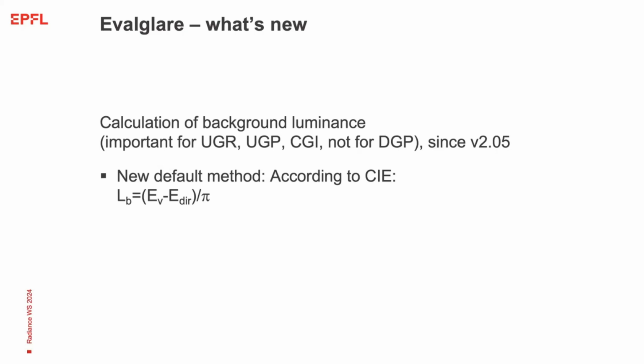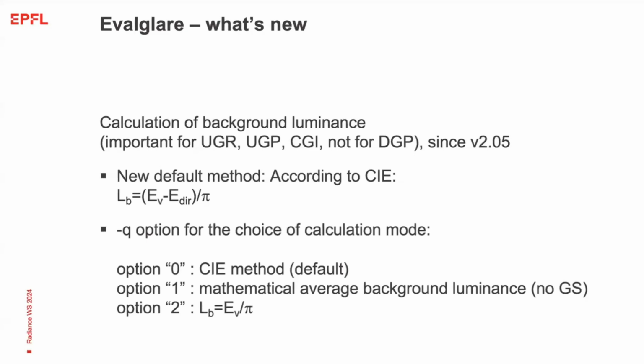Before, it was implemented to have the mathematical average. The core difference is that the new one considers the cosine of each pixel, whereas the mathematical one does not. To be backwards compatible, I've included an option to change between these modes. The default is now the CIE method as described before. You can go back to the old version with option 1, mathematical average, or you can even use vertical illuminance divided by pi with option 2. Okay, that's about this.